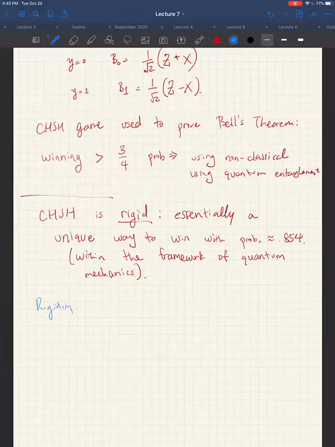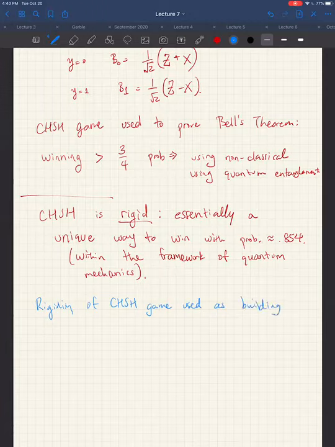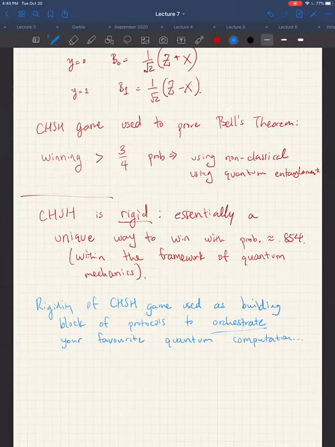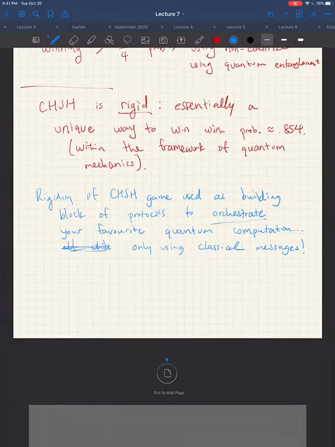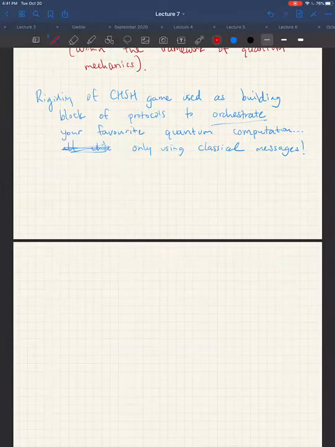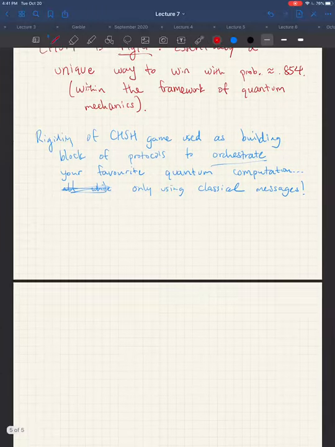I'll use a different color. Right, so that's why this is super powerful. All right. So let's prove it. Let's see how we can actually prove rigidity of the CHSH game.